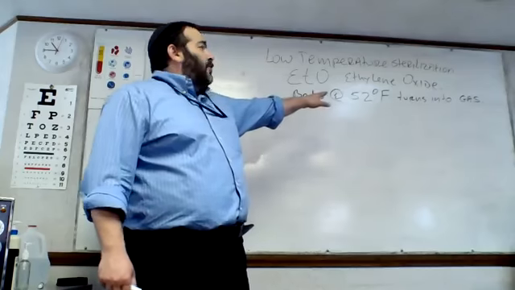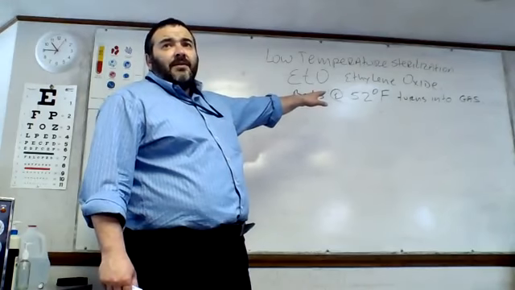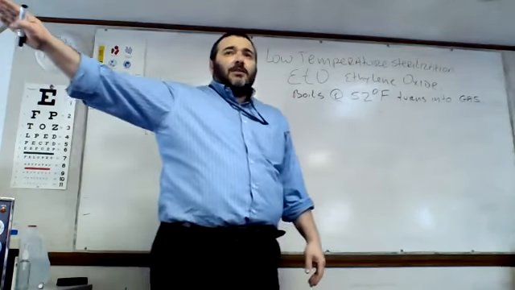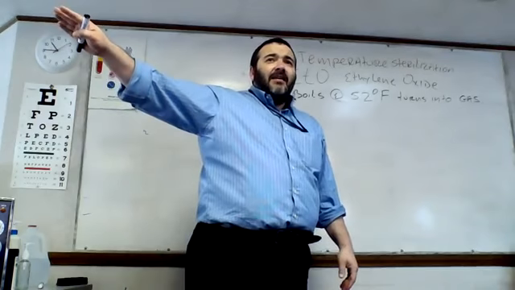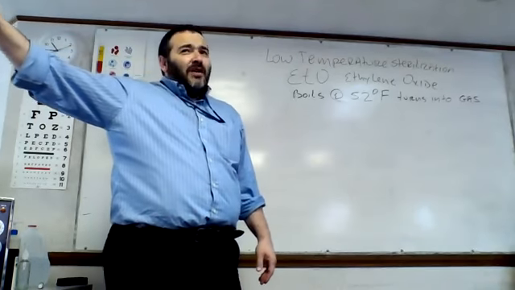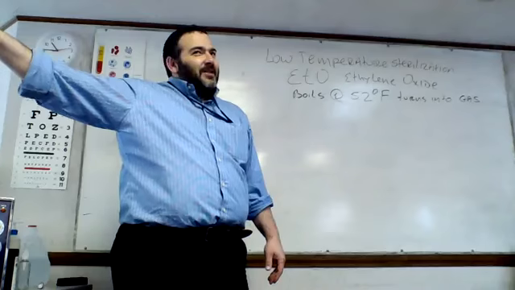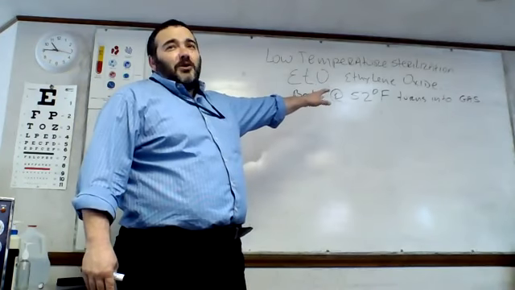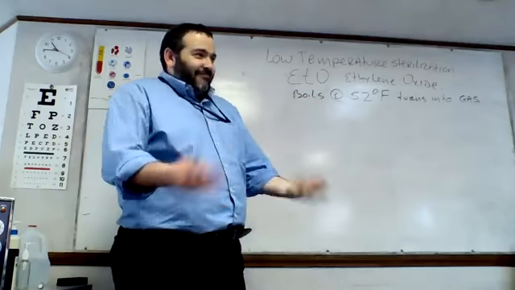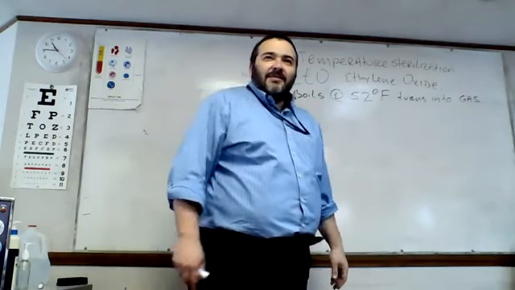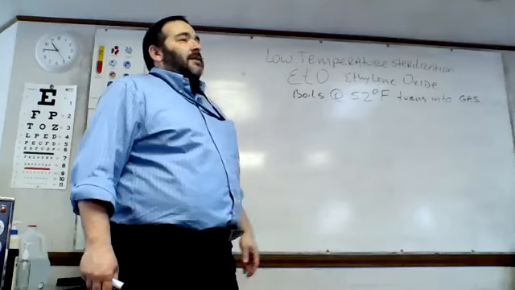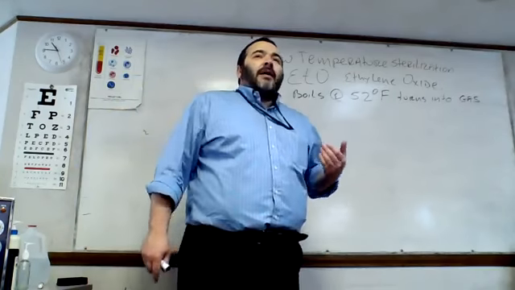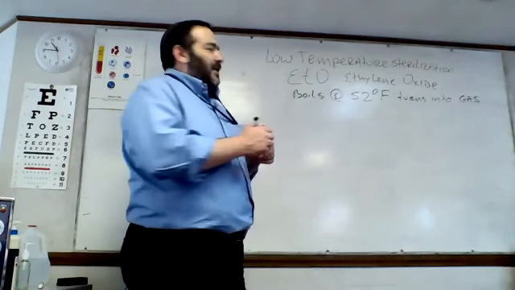Okay? 52 degrees Fahrenheit boiling point. Think of a nice spring day in the very beginning, right? The winter is just over. It's 52 degrees outside. The snow is melting. At that moment in time, ethylene oxide turns to gas. It boils. Okay? Make sense? Turns into gas. So let's talk about its pros and cons a little bit.